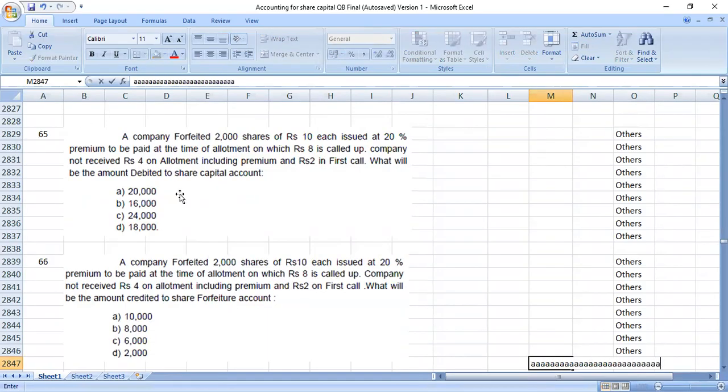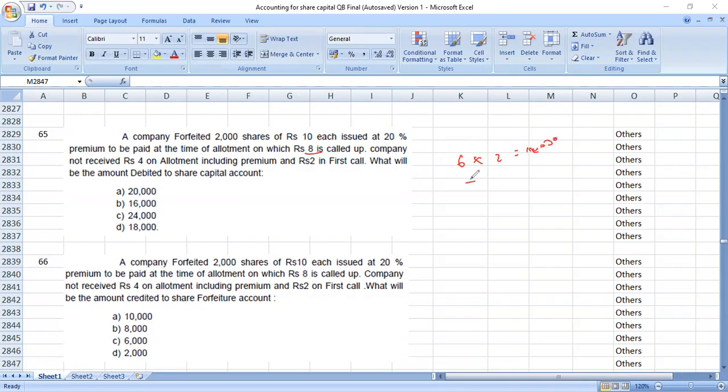Amount debited to share capital account is the called up value of the share without including premium. Called up value of the share without including premium evlo? 8 rupees called up, 2 rupees premium. Appo 6 rupees. So 6 into 2,000 is 12,000.